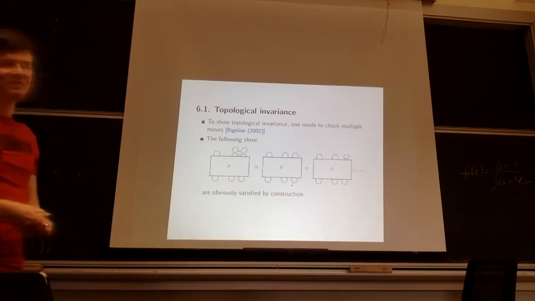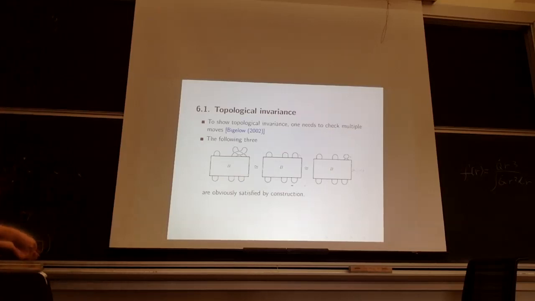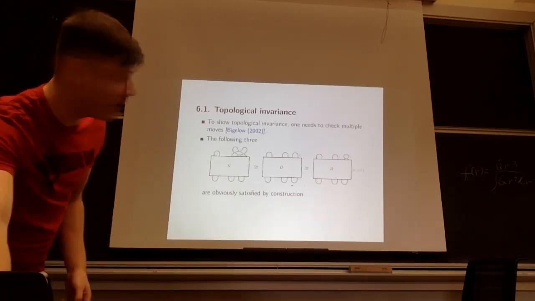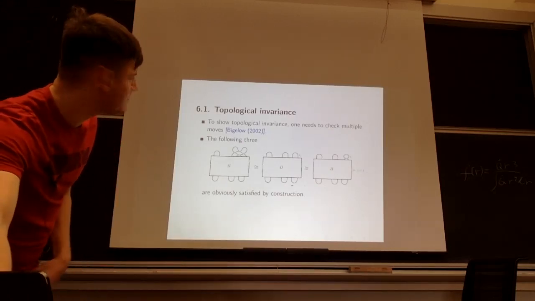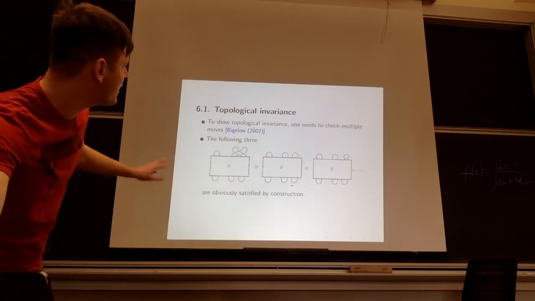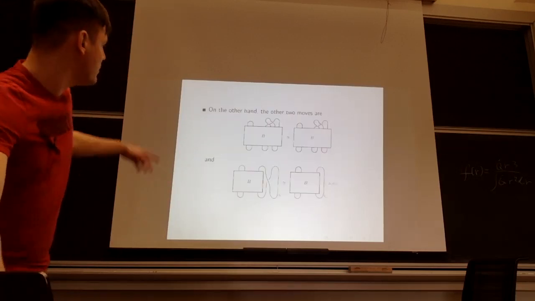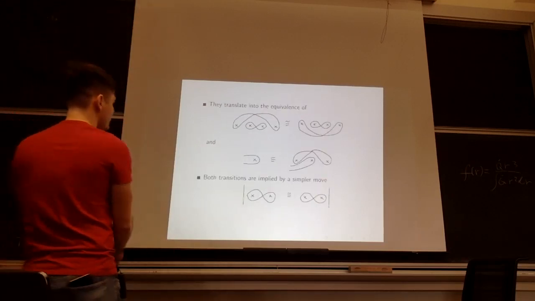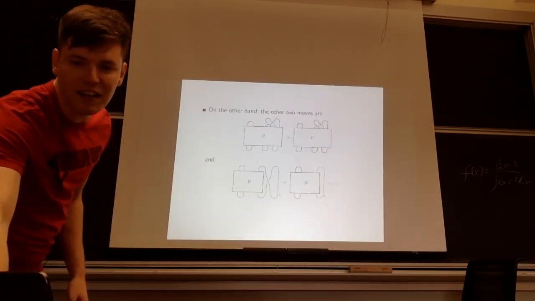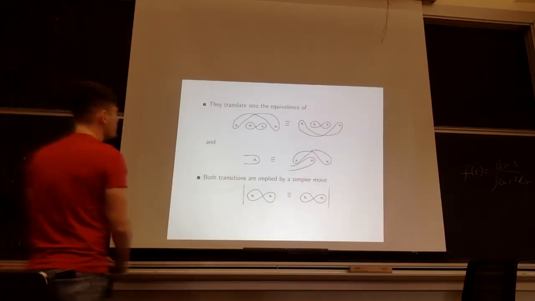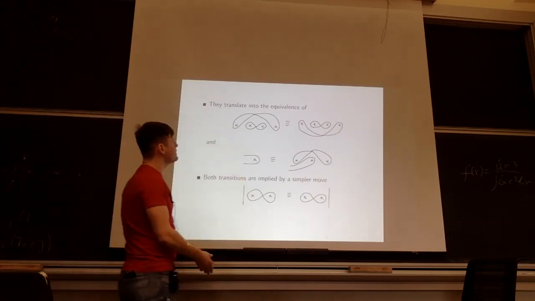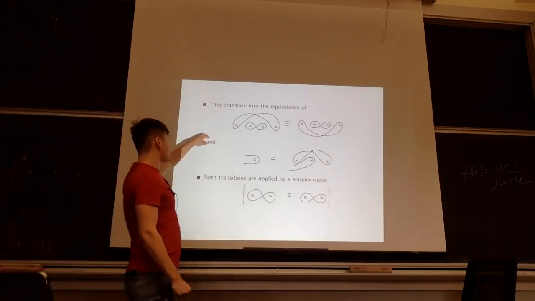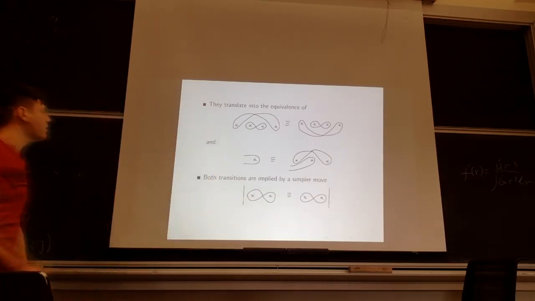Okay, so there's a bunch of moves that one needs to check in order to prove the topological invariance of the invariants. There are moves that are obvious by construction. There are non-trivial ones of the following form. You can see what they translate to when you're talking about the cycles, the figure eights, and they basically translate into equivalences of the following pictures.